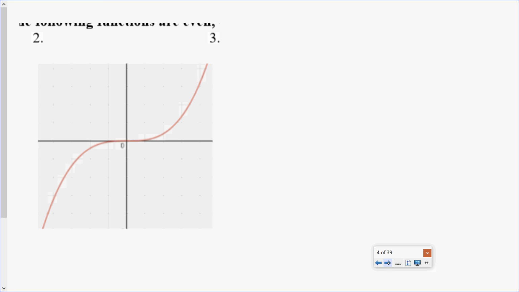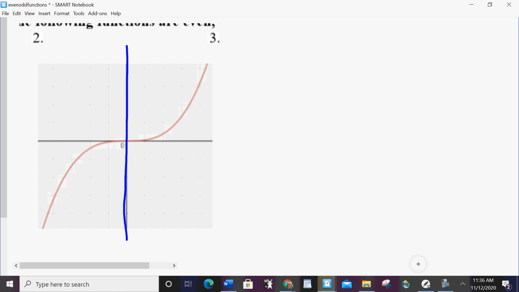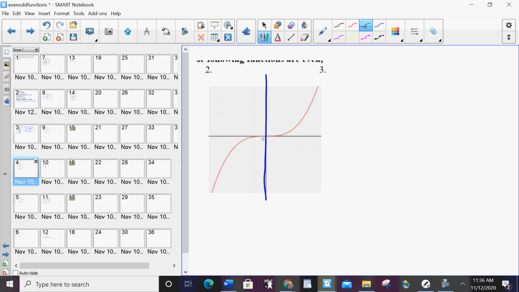Number two, is it even, odd, or neither? So, is it symmetric to the y-axis? Is that a reflection of itself over the y-axis? No. If it was, then this piece would look like that. That's what it would look like if it was symmetric to the y-axis. So no, it's not symmetric to the y-axis.